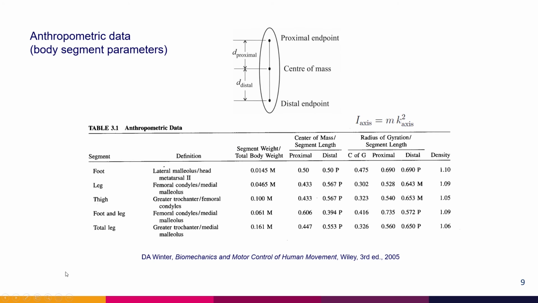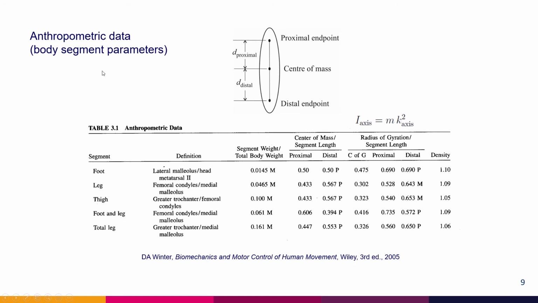For human bodies, we can also look up values for weight and moment of inertia in tables. And these are called anthropometric tables. So anthro means man and metric means measure. So they're measurements of people compiled in tables.